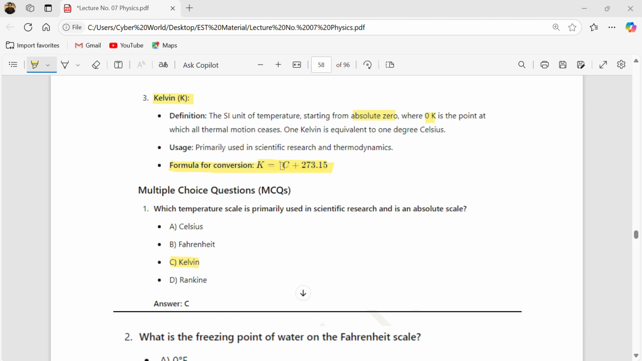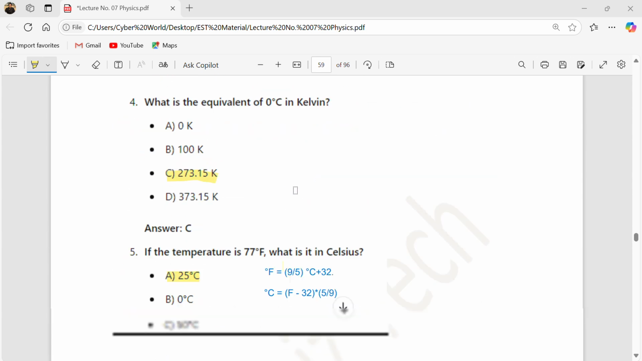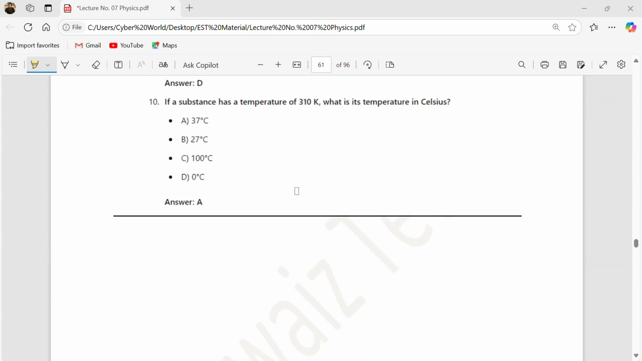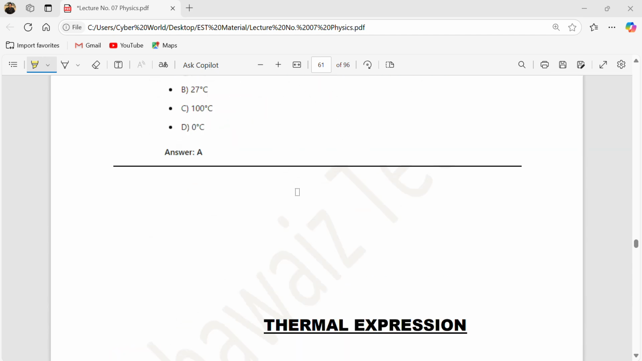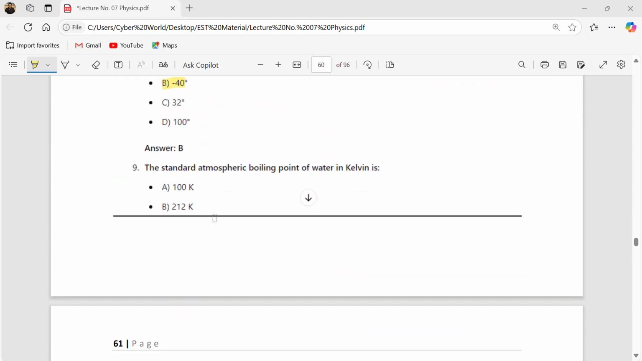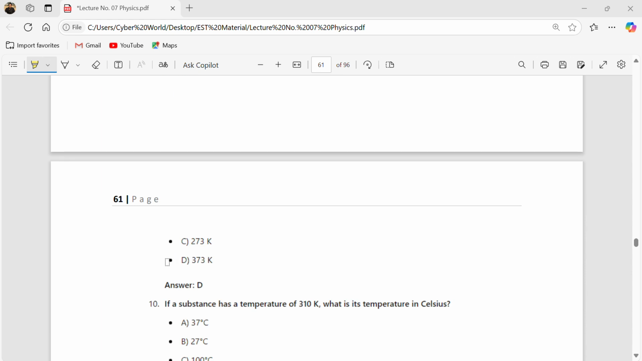If water boils at 100 degrees Celsius, putting in the value of 100 degrees Celsius, 100 plus 273 becomes 373. So it means water boils at 373 Kelvin. Understood? So the correct answer here is 373, option D. Okay.